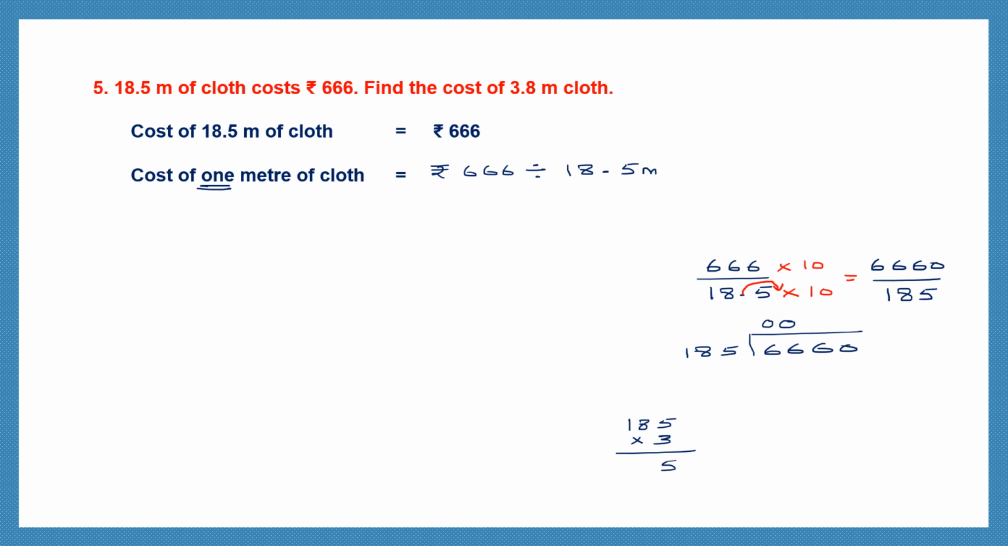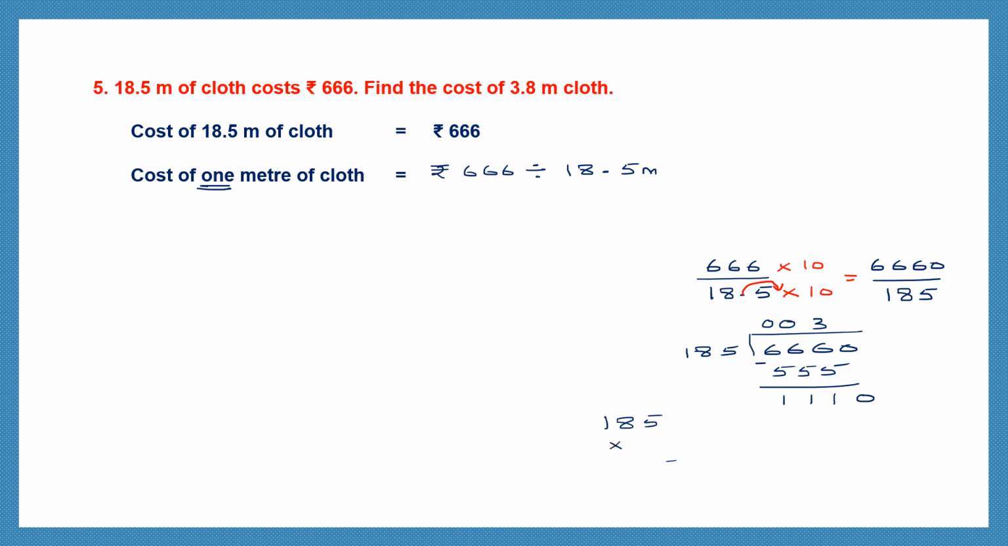3 5s are 15, carry 1. 3 8s are 24 plus 1, 25, carry 2. 3 1s are 3, 4, 5. I think this is the closest. So 185 into 3 is 555. So now let's subtract 555 from 666. So we get 1, 1, 1 and 0. So our number now is 1110.